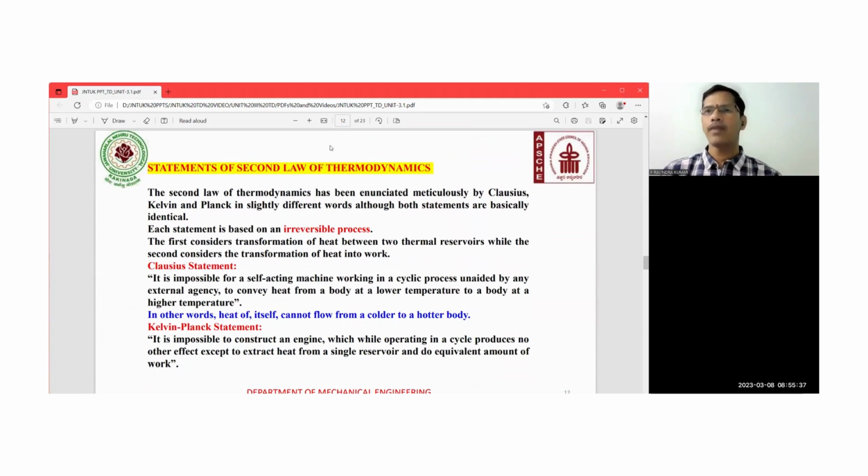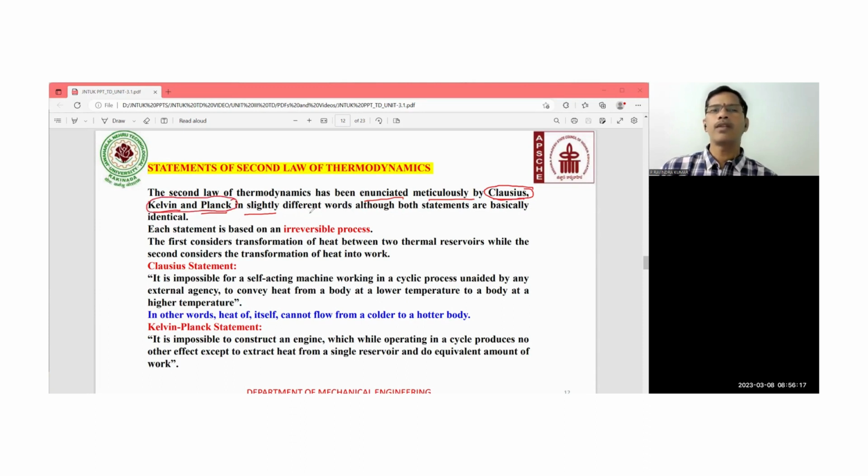Statement of the second law of thermodynamics. So what is this law going to indicate? This second law of thermodynamics has been enunciated meticulously by Clausius, and another statement is by Kelvin and Planck. We can call them the Kelvin-Planck statement and the Clausius statement.